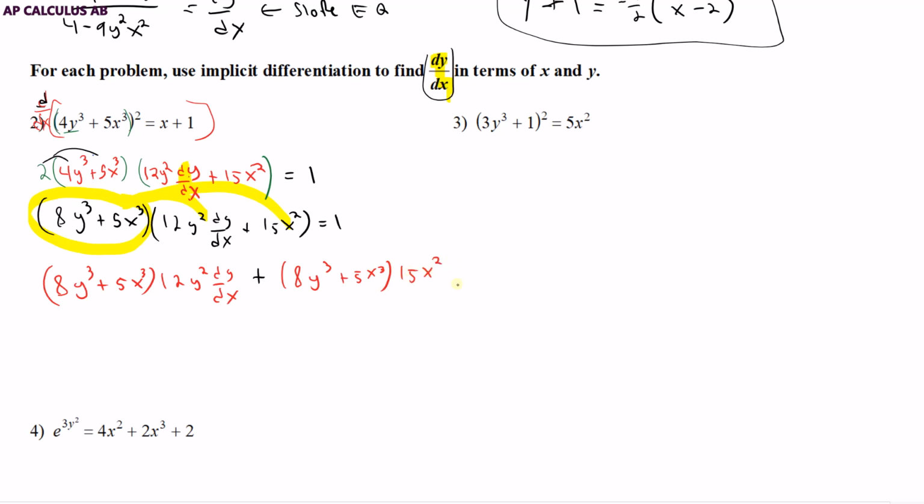This equals 1. And the reason we did that is now this term over here is the only one that has dy/dx, so I can solve for it, right? So the idea is I now want to move this whole term to the other side, right? So we're going to do that. It's going to become, this piece is not going to change any.